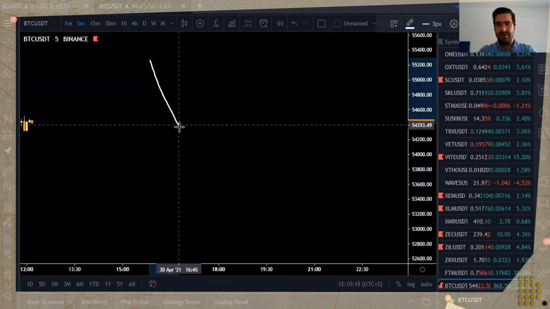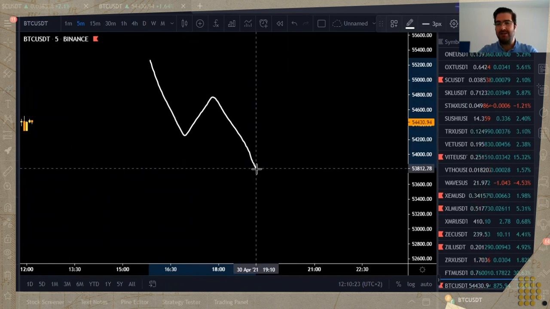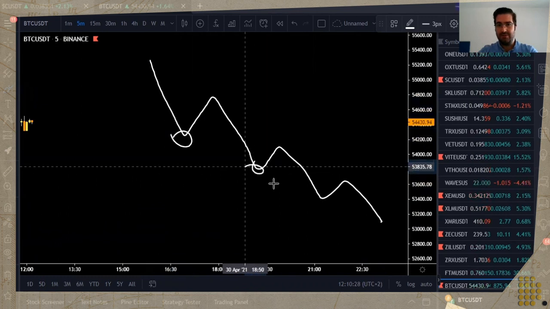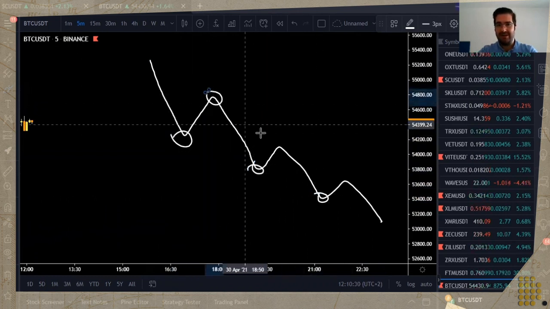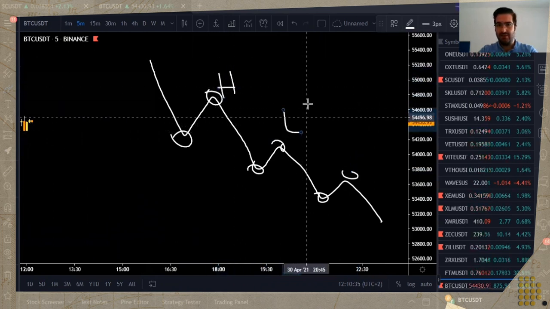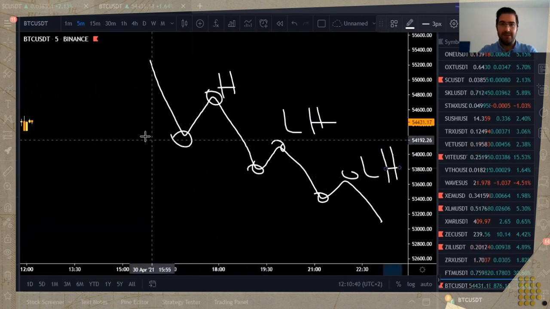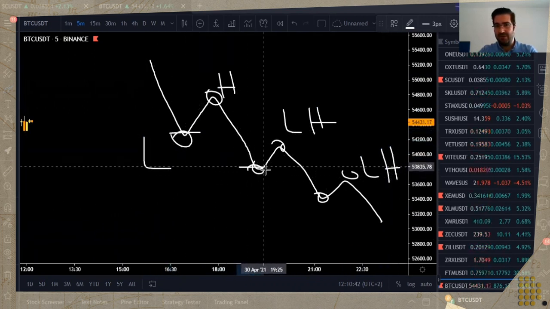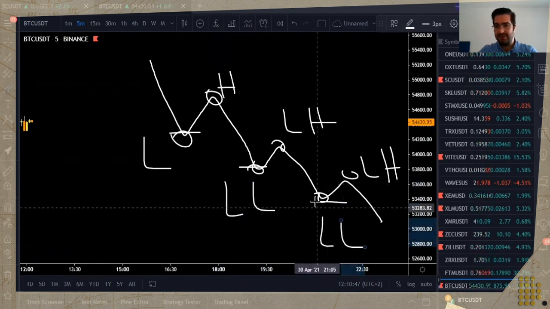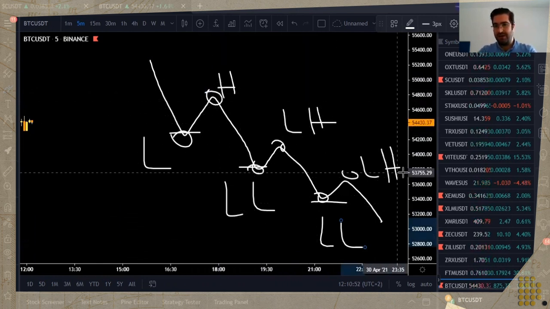In a downtrend, we have different, let's say, swing highs and swing lows. Here we have lower lows and lower highs. If this is a high, this is called a lower high, and similar to this. Here, if this is a low, we have this as a lower low, and similarly to this. So search for lower lows and lower highs.